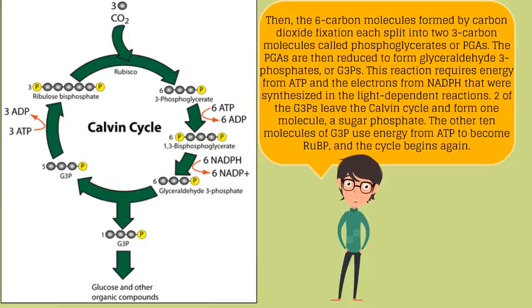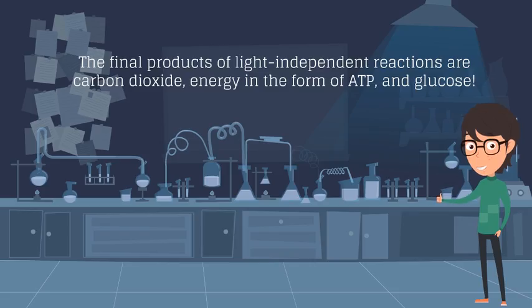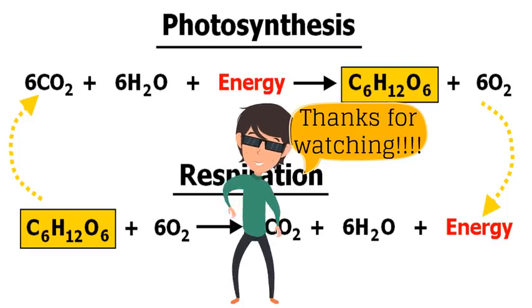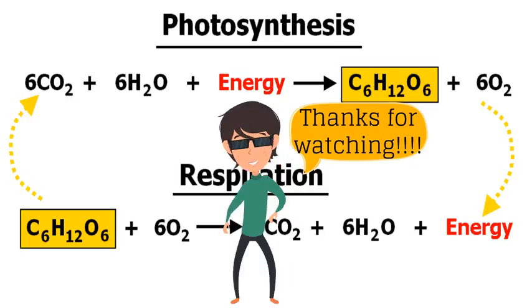2 of the G3Ps leave the Calvin cycle and form 1 molecule of sugar phosphate. The other 10 molecules of G3P use energy from ATP to become RuBP, and the cycle begins again. The final products of light-independent reactions are carbon dioxide, energy in the form of ATP, and glucose.